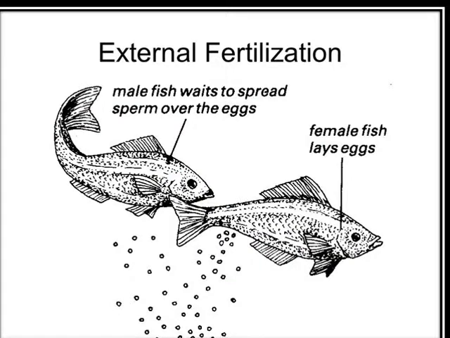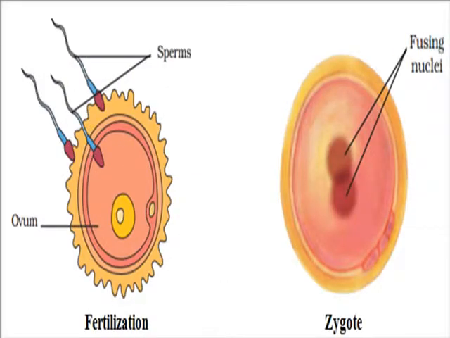Here you can see external fertilization in the case of a fish. Both the male and the female fish are releasing their eggs and sperm so that they can fertilize with each other. This is a case of internal fertilization. Here, where fertilization is written, the sperm and ovum are getting fertilized, but this process takes place within the human body. So the fertilization will take place within the female body, and then both the nuclei will join and a zygote will be formed.